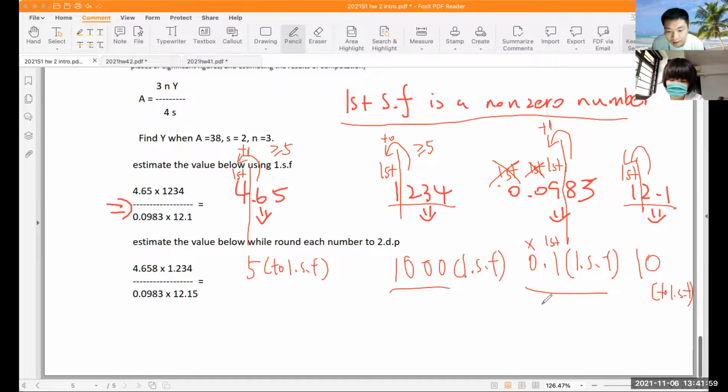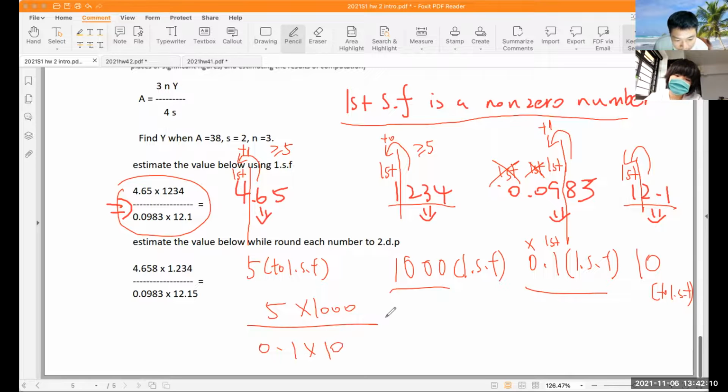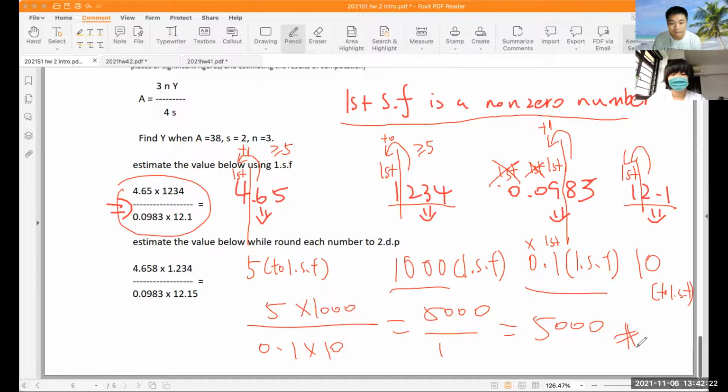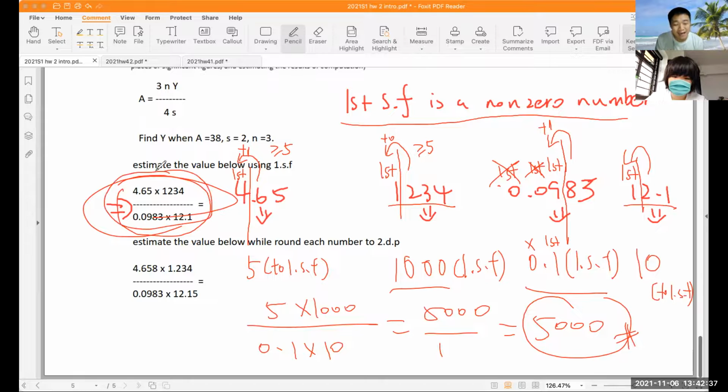Okay, good. So after that, basically this entire question changed to 5 times 1,000, 0.1 times 10, which is 5,000 over 1. The answer is 5,000. Much, much simpler. After using one significant figure, this is the estimated answer. Because sometimes you don't need to know the exact value. You just want to roughly know.